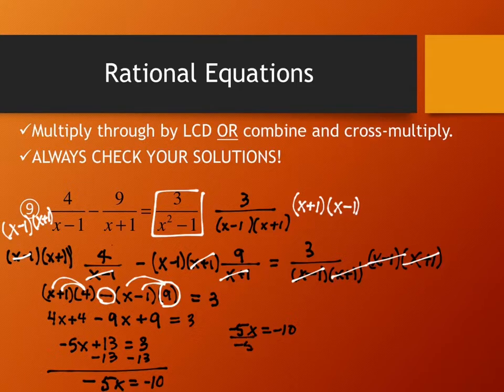Divide by negative 5. X will end up equaling, like you guys said, 2. Now, at the very, very minimum, you need to make sure that doesn't make any denominator equal to 0. Does it? No, it doesn't.